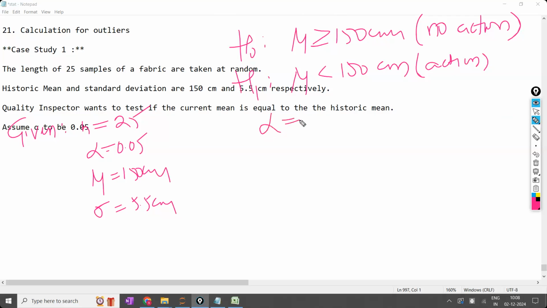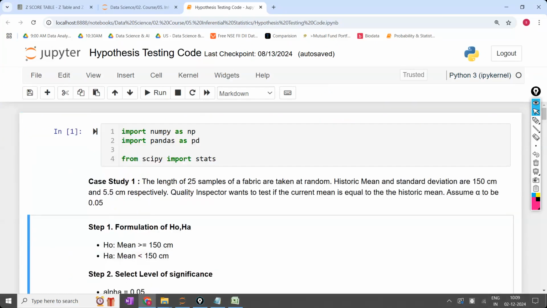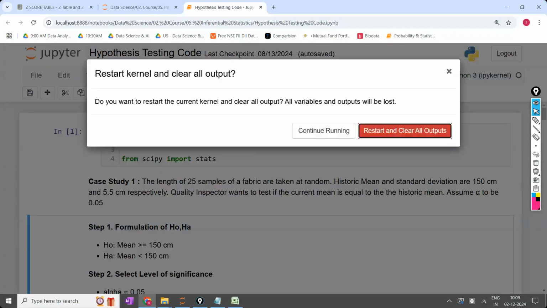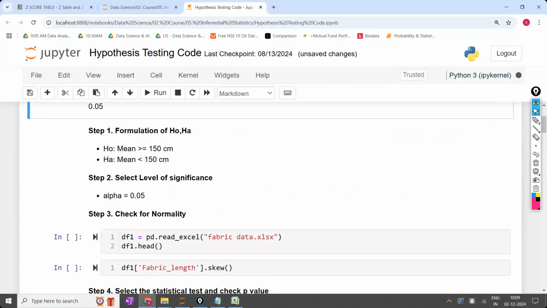Now, next one is alpha. Step 2, alpha. What is the alpha value for this question? Done. Now, whether the data is normally distributed or not: the data was given to us, so we can't assume it is normally distributed. We have to check. How to check? First I'm going to load the data that was given to me.